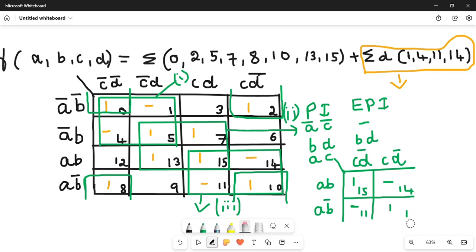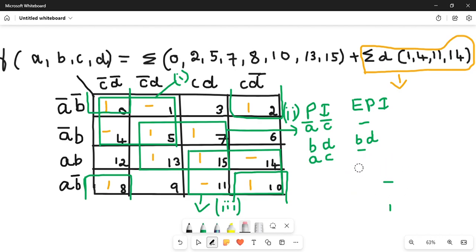So you should consider only the one cells, no need to consider don't care cells. Okay. So now I am taking the next group. The next group is nothing but group number 0.